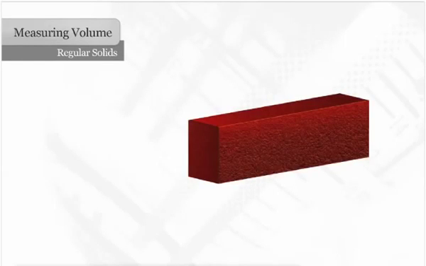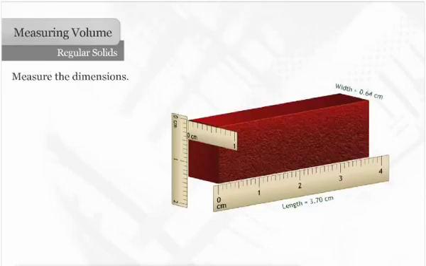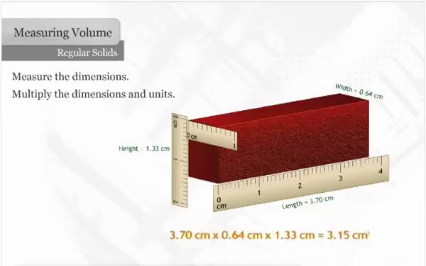Now, let us shift our attention from measuring the volume of liquids to measuring the volume of solids. To determine the volume of a regular solid, such as a brick, first measure the dimensions of the object. Then multiply the 3 dimensions and their units. In this example, we measured in centimeters. Therefore, the units for volume are recorded as cubic centimeters.